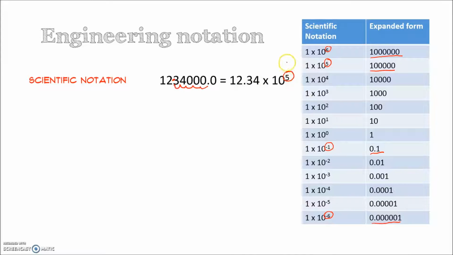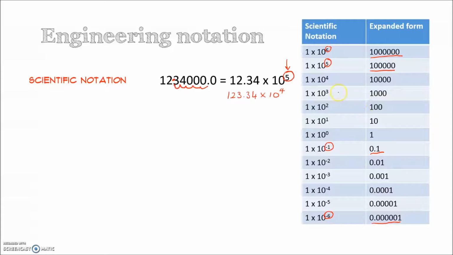In scientific notation, this indice here can be any number. It could be 1, 2, 3, 4, 5, and so on. So we could have 123.4 times 10 to the 4.